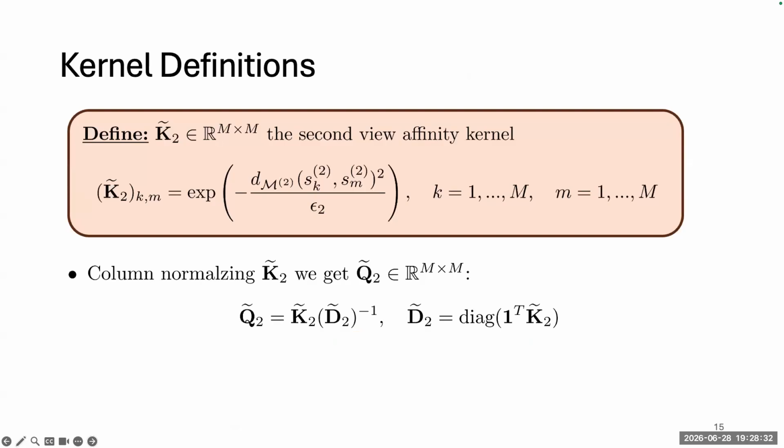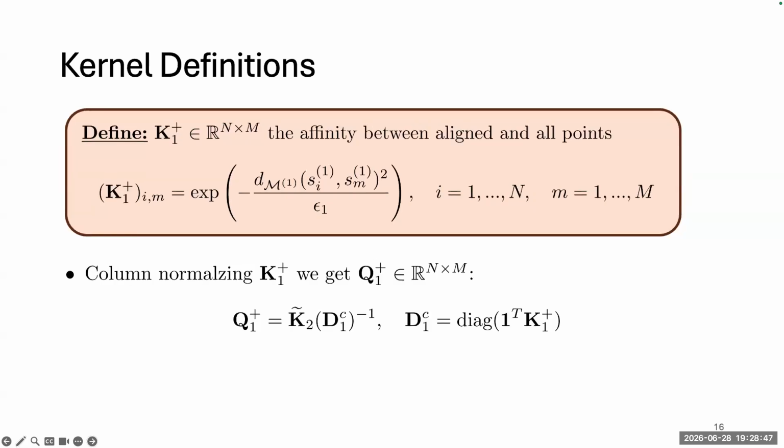Now, to introduce our method, we define two kernels. First, the m by m kernel, K2 tilde, which measures the affinities between the second view samples. As in ADM, we column normalize it to get Q2 tilde. Next, define the n by m kernel, K1 plus, which measures the affinity between the aligned samples and all samples, and column normalize it as well to get Q1 plus.